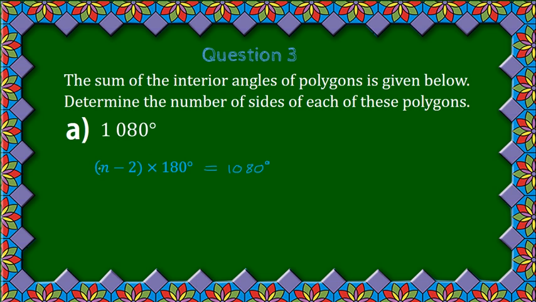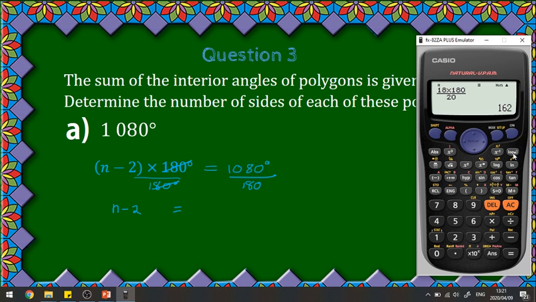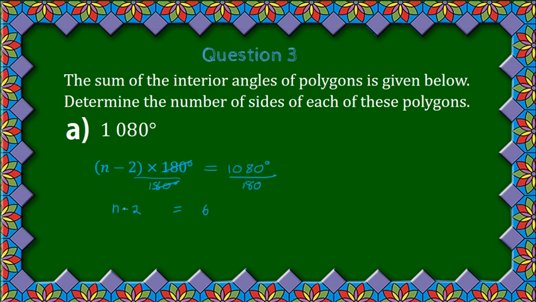The first thing I'm going to do to get to n, and if you don't know how to do this, you have to recap on solving equations. The first thing I'm going to do is to get rid of this 180, and I'm going to do that by dividing both sides by 180 degrees. So this will cancel on this side, and on this side I'll just be left with n minus 2. Then I can just put on my calculator 1080 divided by 180. This will give me 6, and then I can take the 2 over. So n is equal to 6 plus 2, and then n is equal to 8.